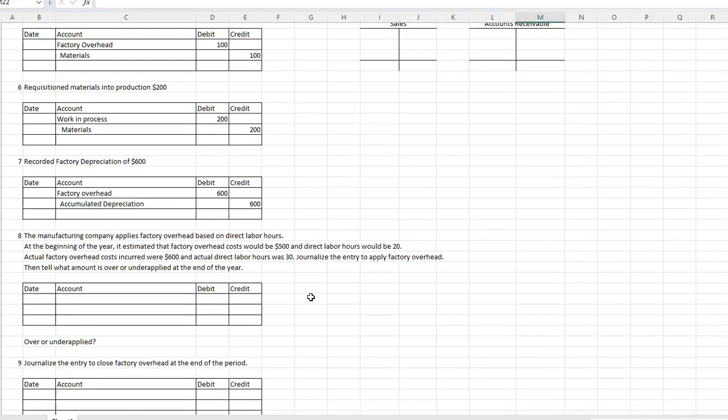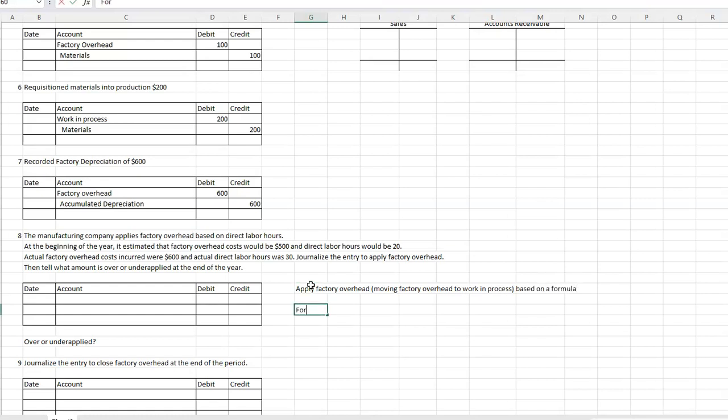Number 8. This is where we're going to allocate factory overhead or apply factory overhead. I'm going to write that down so you can know what we're doing. We're applying factory overhead. That means that we are moving factory overhead to work in process based on a formula.